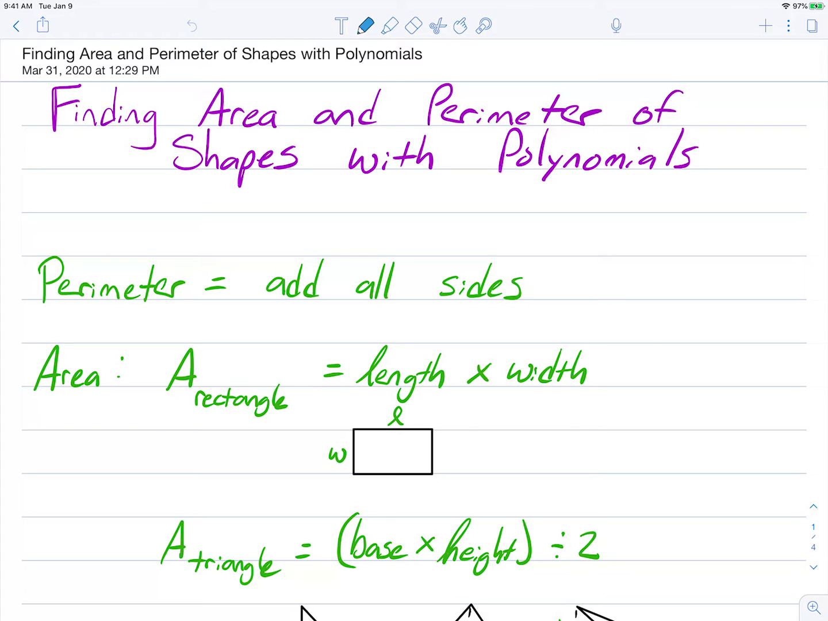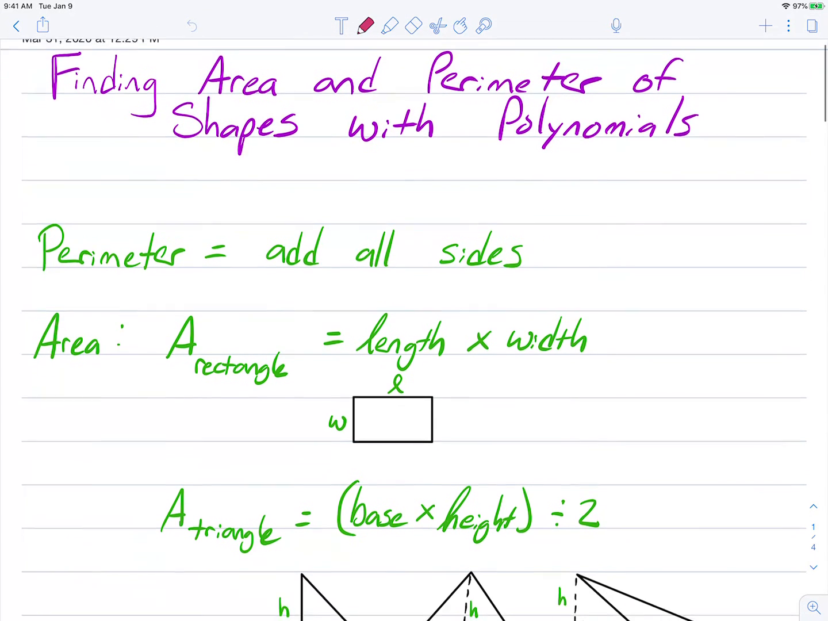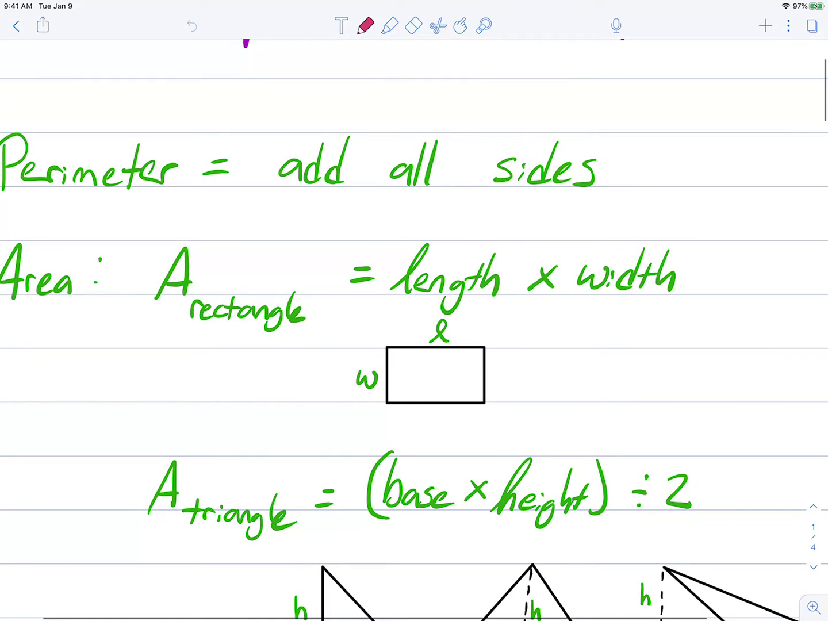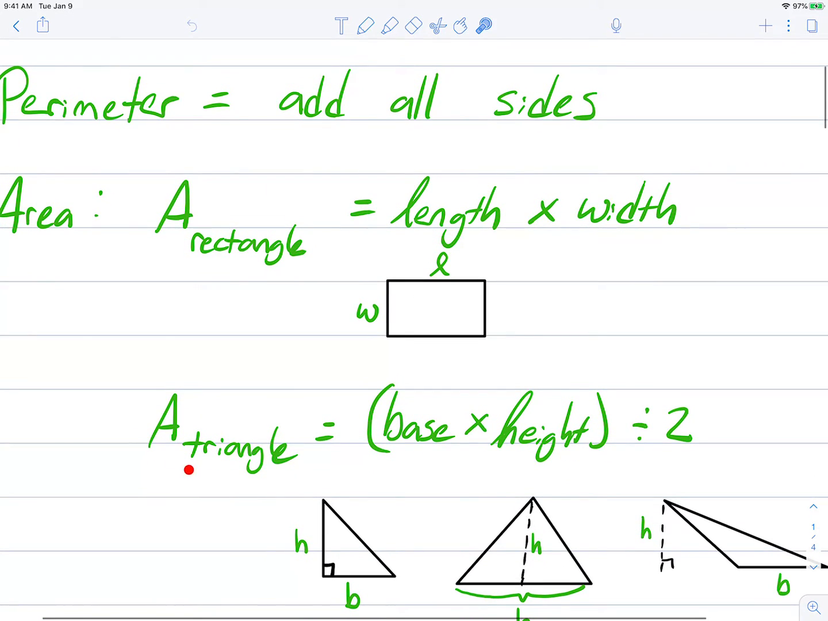And for today, we only need two different types of area formulas. One of them is for the rectangle. To find the area of a rectangle, you multiply the length times the width. So we're going to be using polynomials, which means we're going to be multiplying things like a binomial times a binomial or so on. For a triangle, you multiply the base and the height, and you take that answer and you divide it by 2.